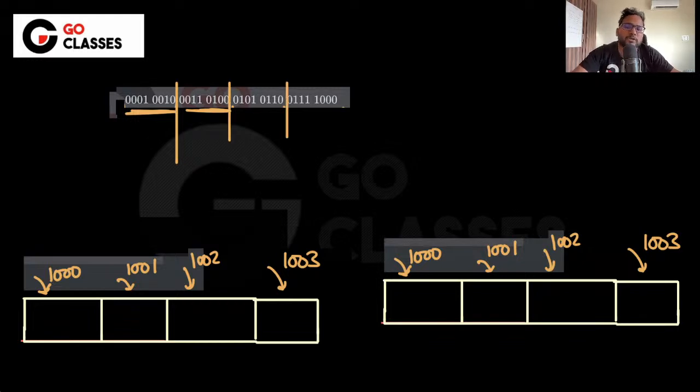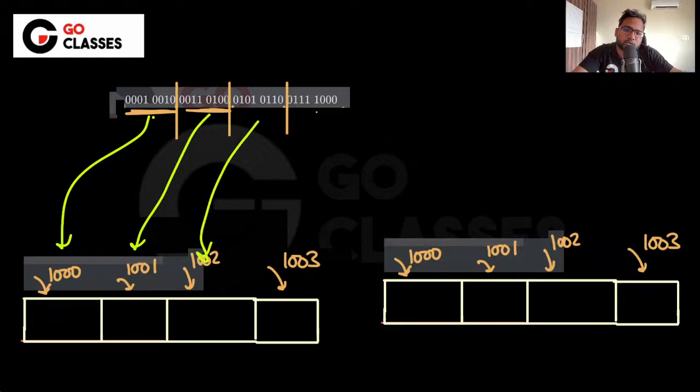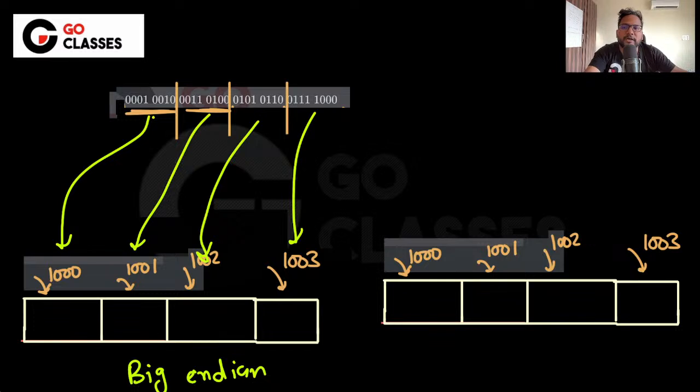So how to store these 4 bytes? Now there are two systems. One is called little endian, another one is called big endian, right? So how does it work? If this is big endian, then I will be storing this directly. I will say that this is stored here, this is stored here, this is stored here, and this is stored here. This is called the big endian system, right?